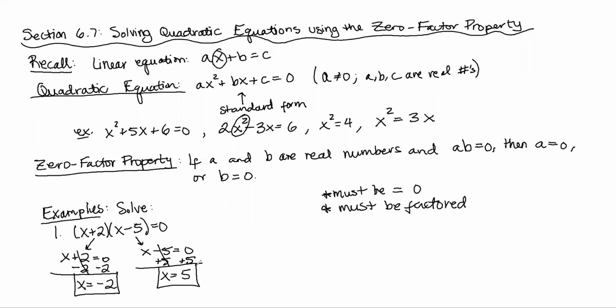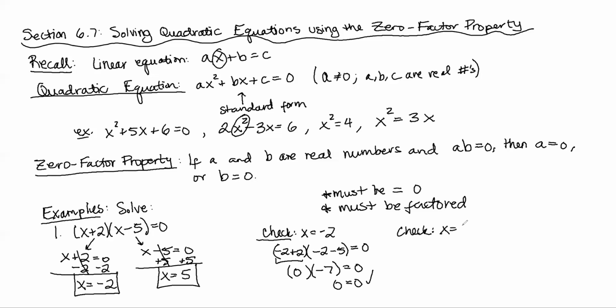If we wanted to go ahead and check this, what you want to do is check each one of them separately. So I would check, let's say x equals negative 2 first. All we have to do is take this and plug it back in. So negative 2 plus 2 in parentheses times negative 2 minus 5, equals 0. Simplify inside the parentheses, so negative 2 plus 2 is 0. Negative 2 minus 5 is negative 7. And 0 times any number is still 0. And so you can do the same thing with x equals 5. I'll skip over that one, but I would definitely try doing the check for this one.